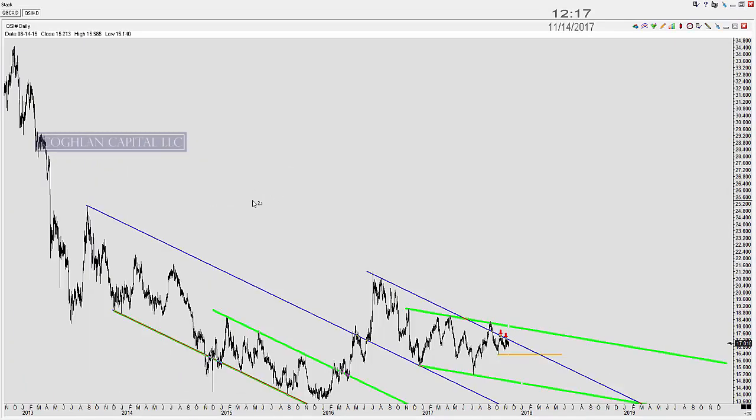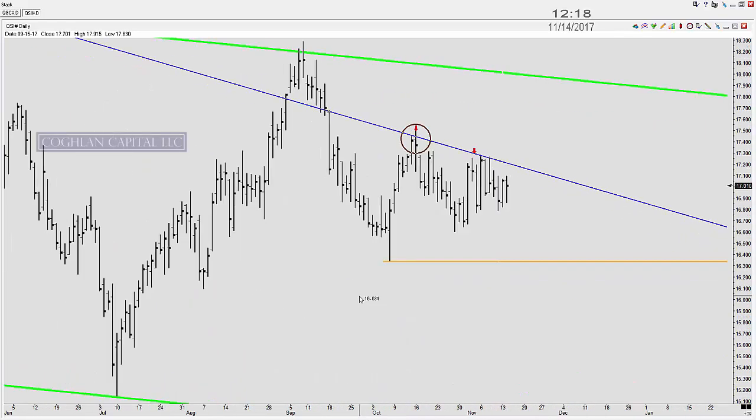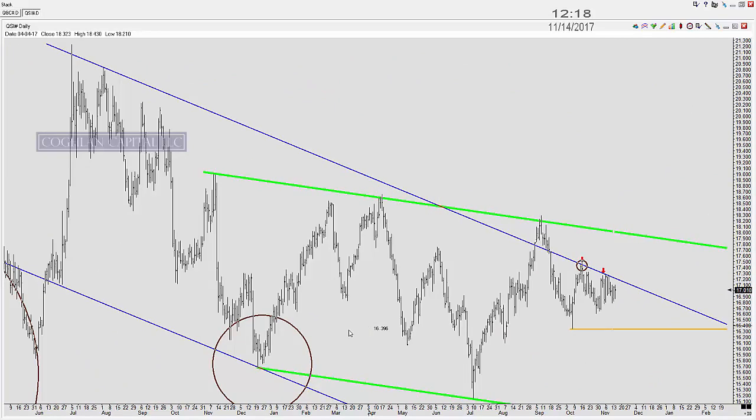Let me zoom out. It should look relatively familiar. There's your channel to the downside. There's your breach right here. When we fell back to the downside, where do we find support? Oh, look, we found support where we previously had resistance. Up we go. And by the way, that was it right there. Up we go. So we now see silver moving to the upside.